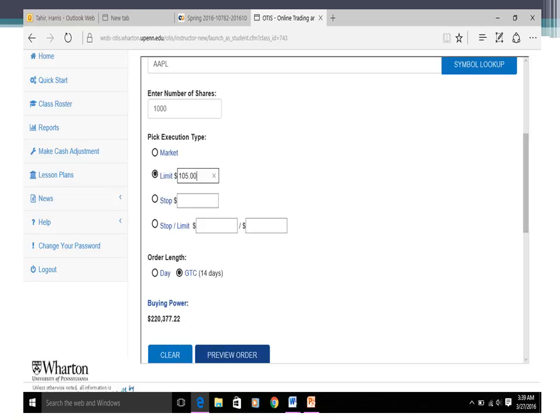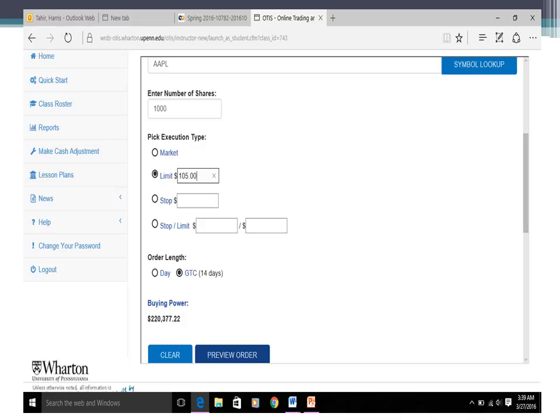So here, for example, I'm buying some shares of Apple. I typed in the ticker symbol for Apple as AAPL. I entered the number of shares that I want to buy, that's 1,000 shares. Now, these different types of orders, you read them in chapter 2. You can review them again to see what they are.